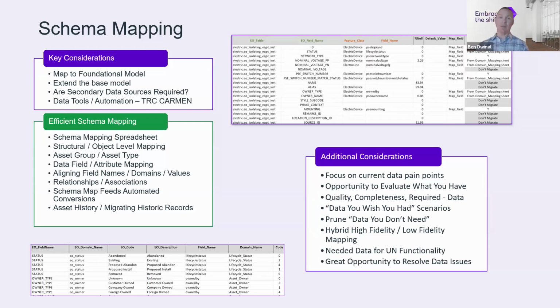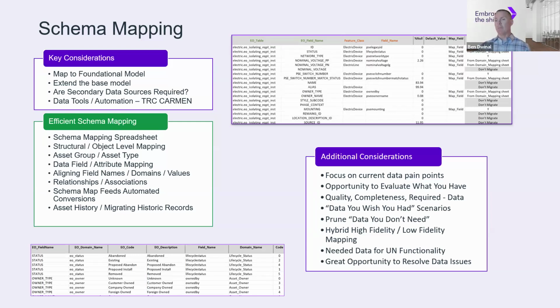If we don't get this right, we end up with rework or redesign of the model down the line, which can be costly and cause some schedule delays. So we want to make sure we're getting this right. In schema mapping, as you go into mapping your schema, there's a couple of high-level considerations that we want to account for.